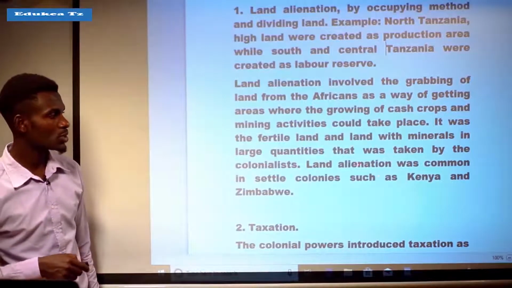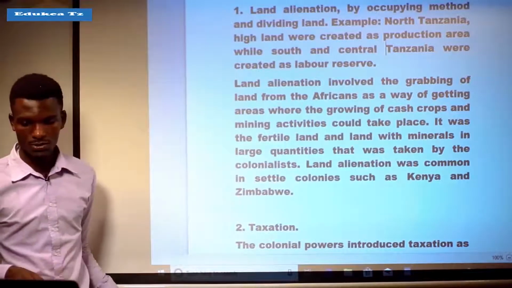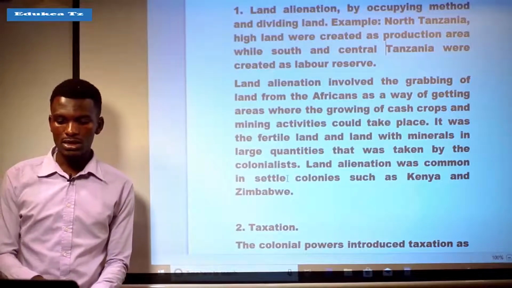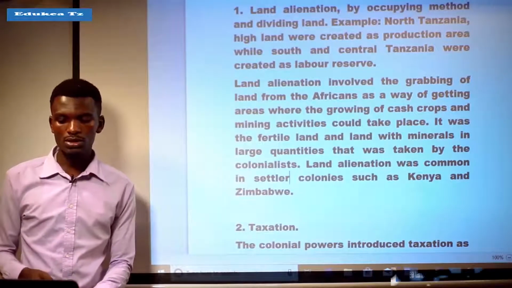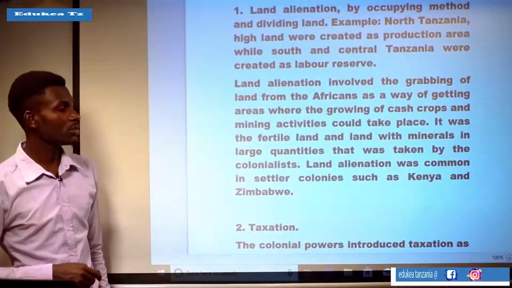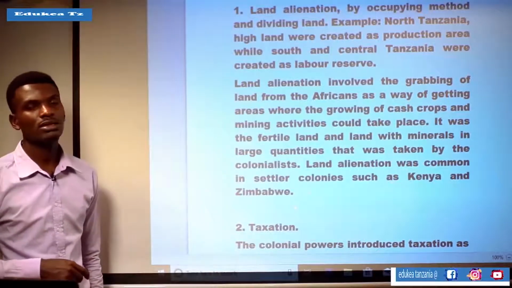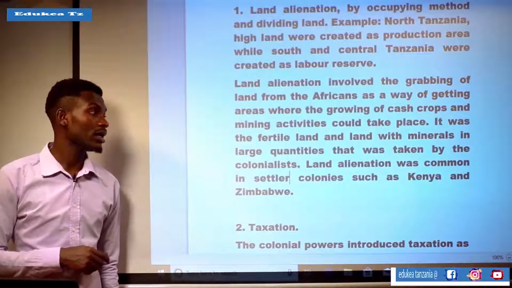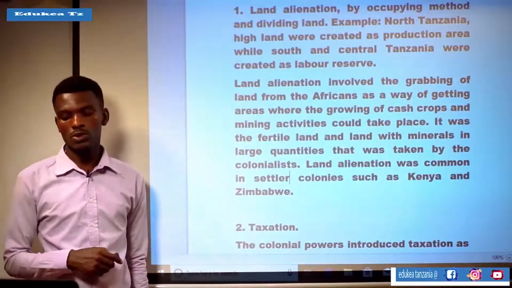Land alienation was common in settler economies. It was common specifically in settler economies such as Kenya and Zimbabwe. These were areas where land alienation was common.